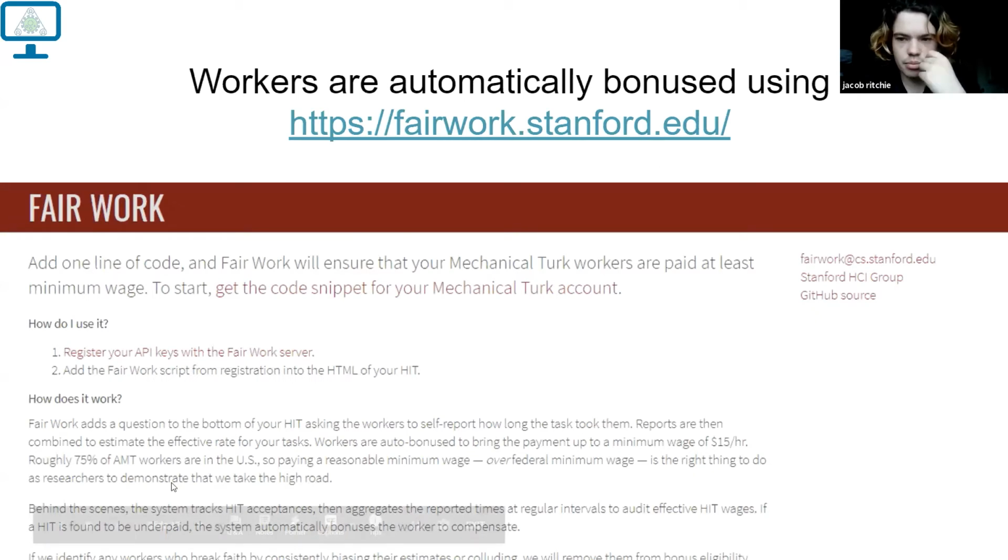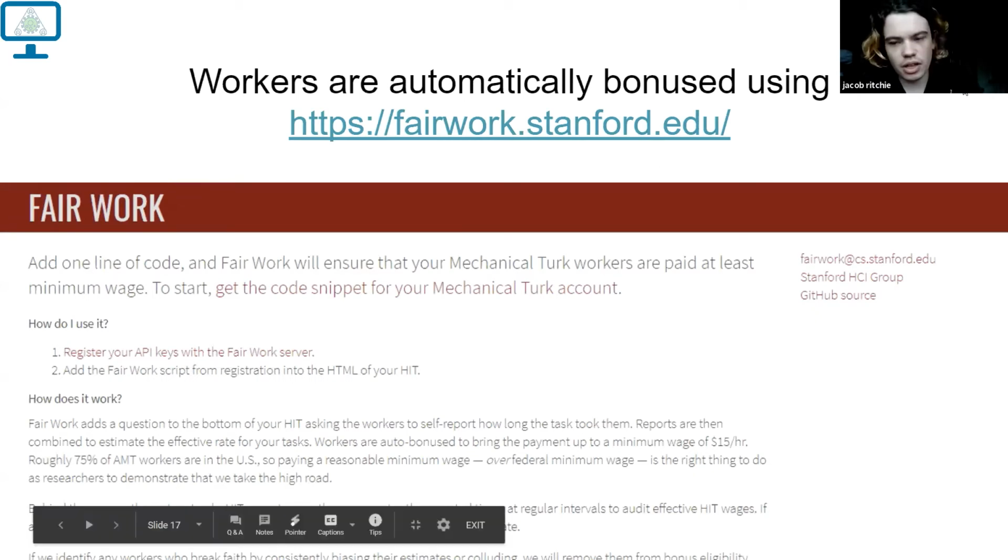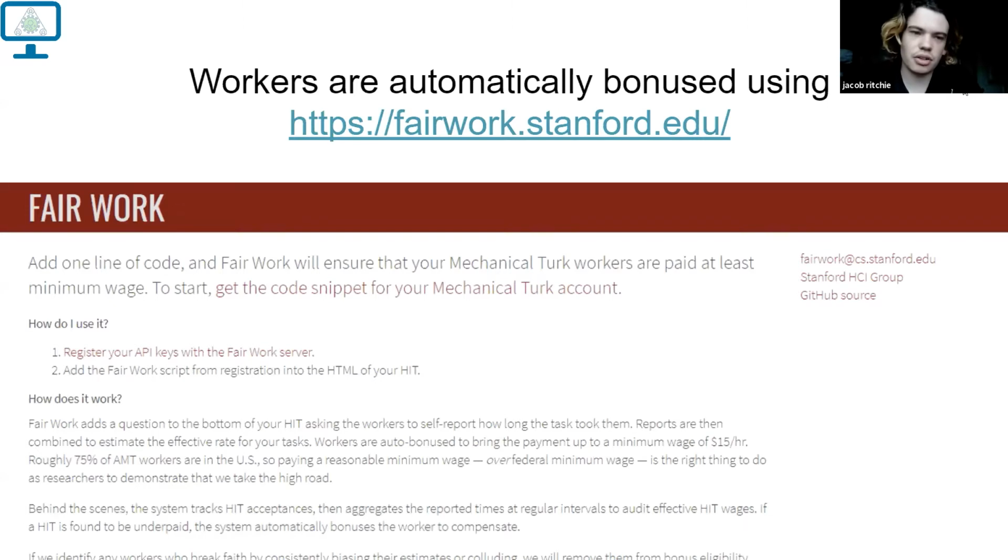We're using a system that Michael and his group developed as part of a different research project called Fairwork, and this automatically bonuses Amazon Mechanical Turk workers so that they receive a prorated minimum of $15 an hour. So even if the task takes longer than we intended, based off their self-reports, we will adjust their wages to ensure that it's up to this equitable minimum.